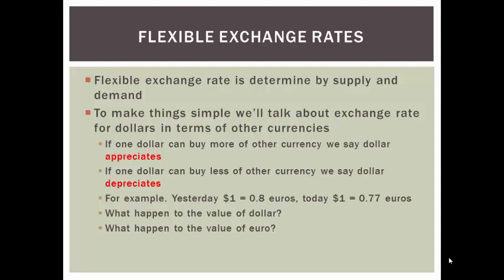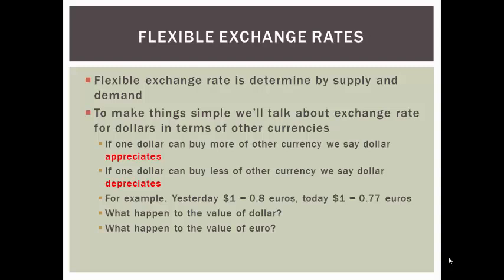If $1 can buy less of other currency, we say the dollar depreciated. So for example, yesterday $1 was worth 0.8 euros, and today $1 is worth 0.77 euros. So the dollar buys less of euros, so we say the value of the dollar depreciated. What happened to the value of the euro? It's always the opposite of what happened to the other currency. So we can say that the euro appreciated.